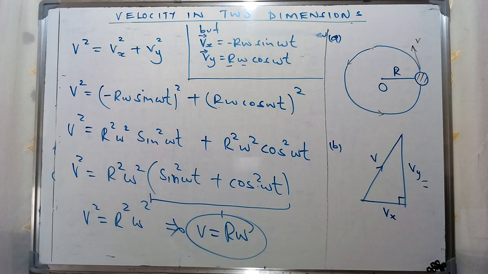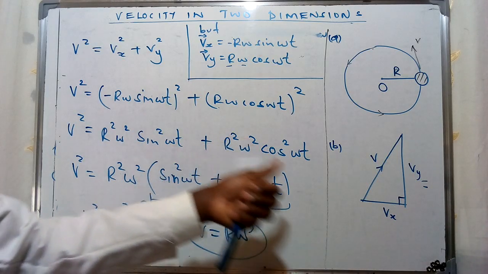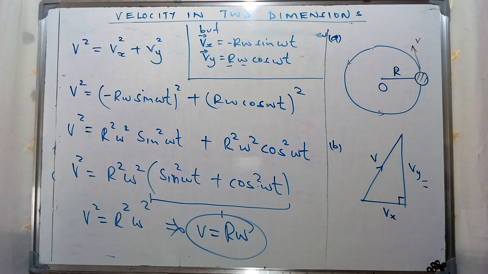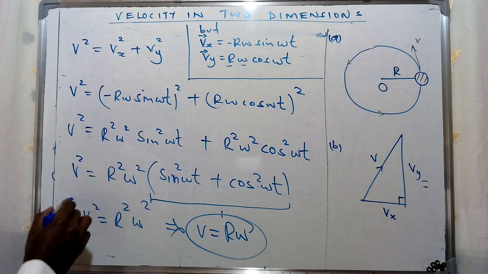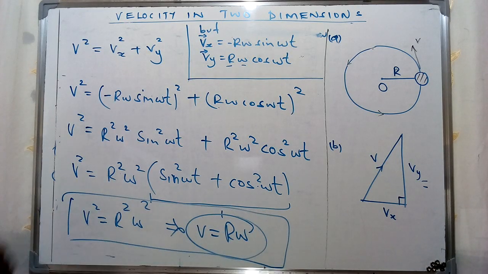So in this case, this is going to be a description of an object moving in a circle about the origin. And of course, considering its various coordinates for x and y, we can illustrate its velocity components using the particular analysis which we have done in this video.